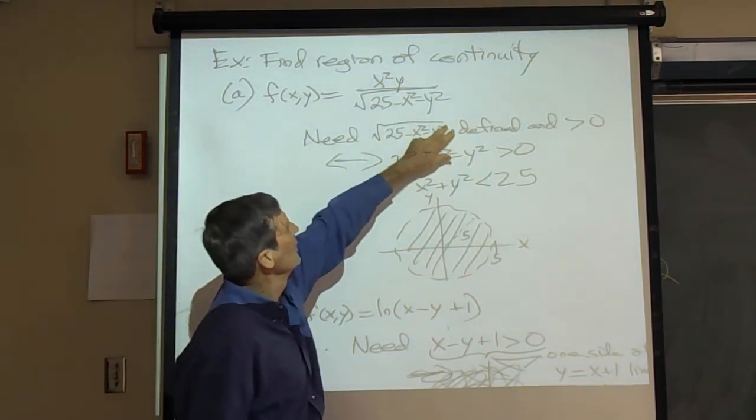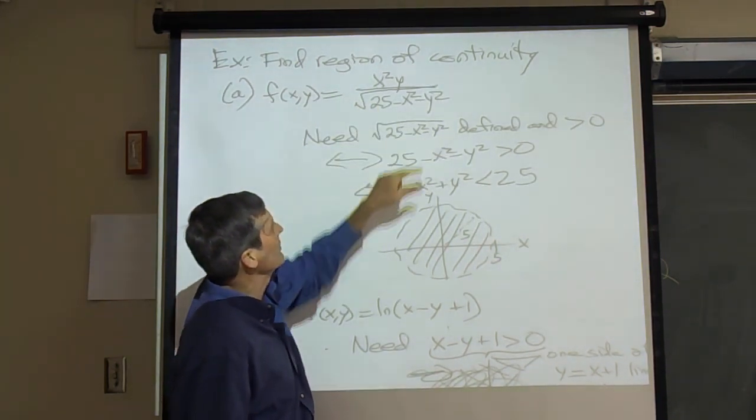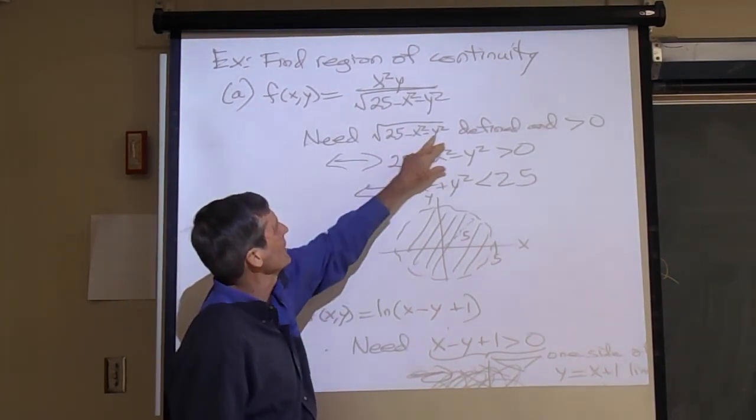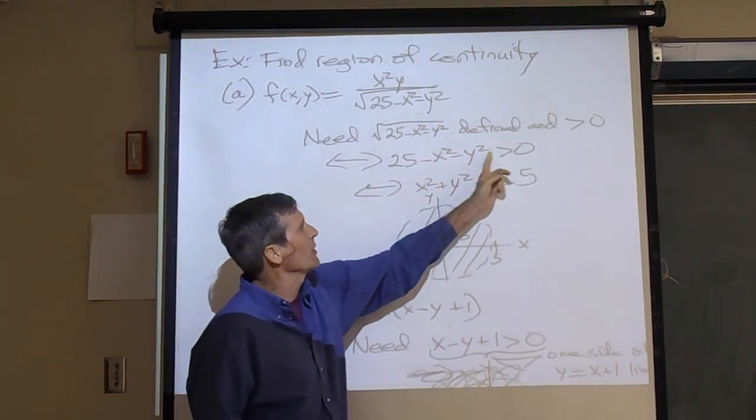Well, we need this thing to be positive so that it won't divide by 0 or get an even root of a negative. We need the thing inside the square root to be positive. So we need 25 minus x squared minus y squared greater than 0.